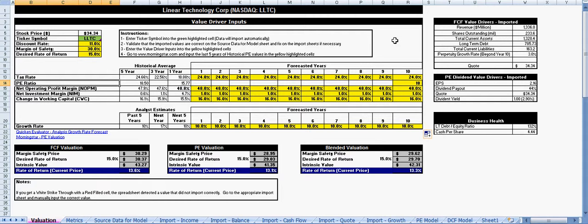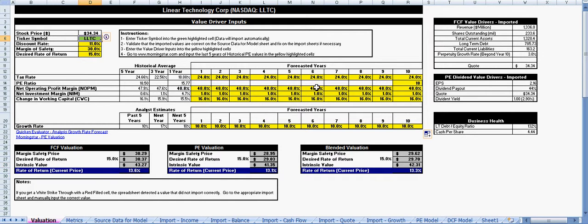I'd like to walk you through the model, give you a general understanding of what it consists of and how easy it is to use and what it can do for you. The stock valuation model calculates a free cash flow valuation as well as a PE valuation, and then provides you a blended version of the two.